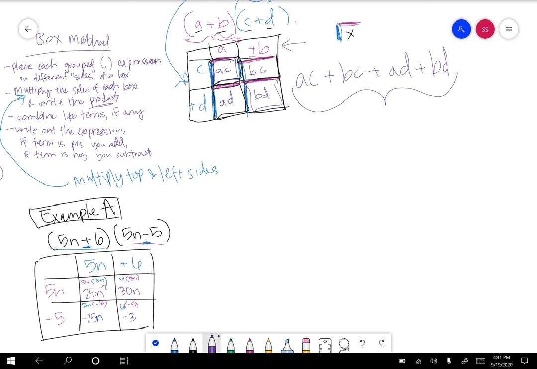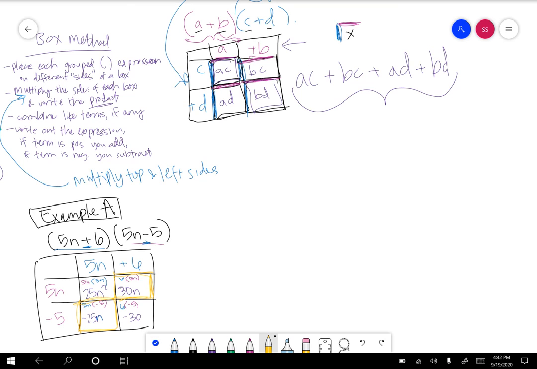One way the box method is kind of nice is typically the diagonal boxes with the box method will be like terms. So for example, with these ones, we have coefficients and we have variables. The variables are the same and they're raised to the same power. They're both n to the first power. So those ones we can actually combine.